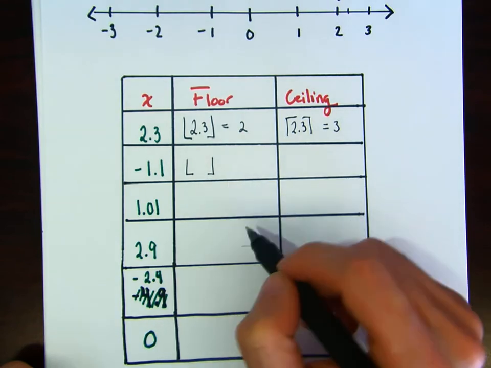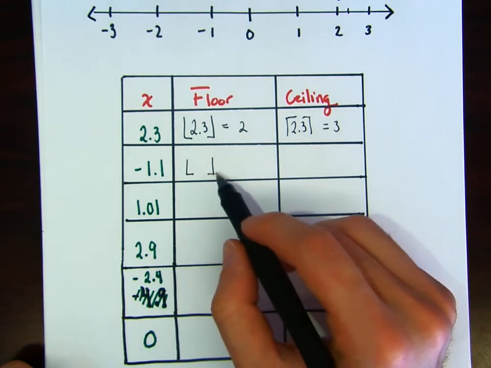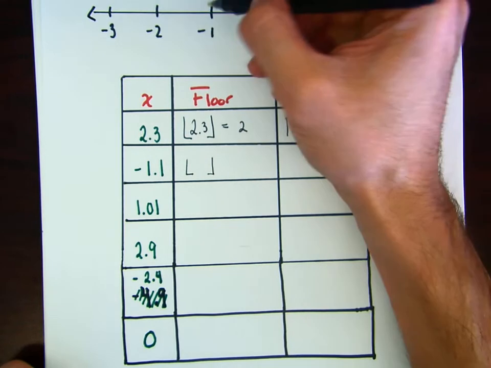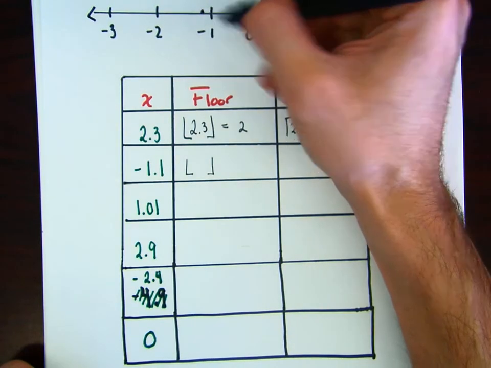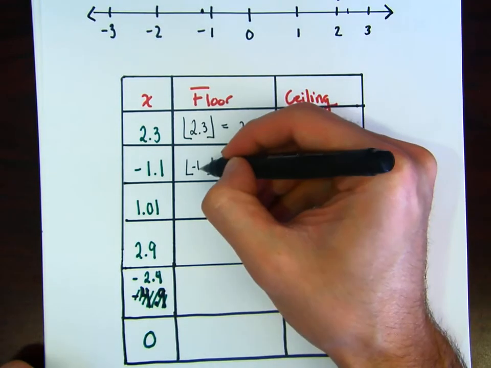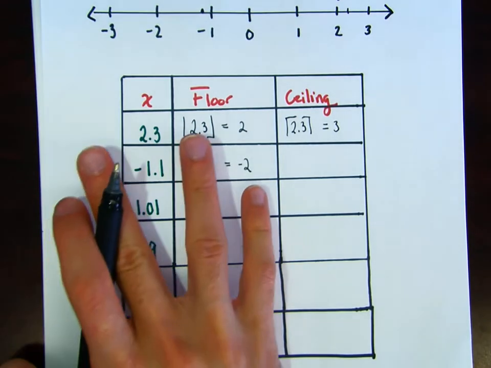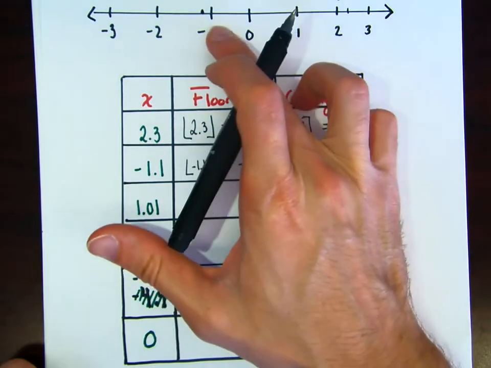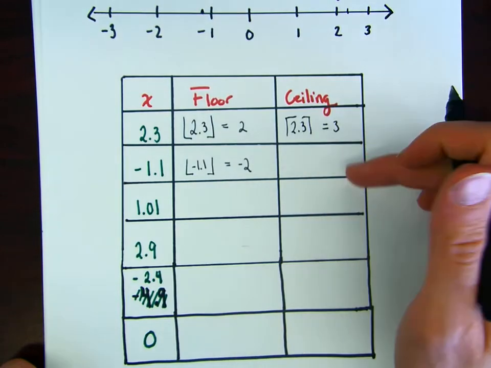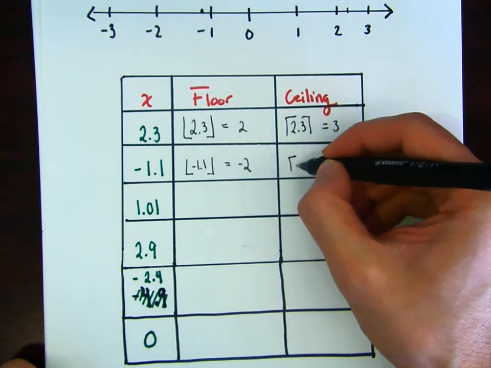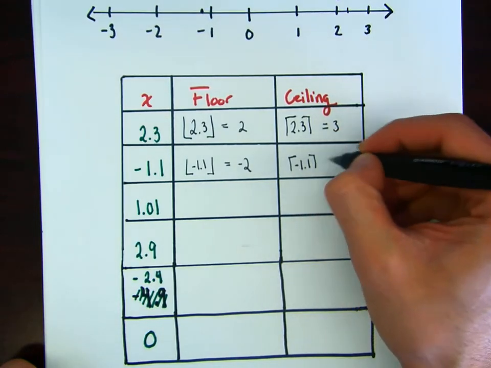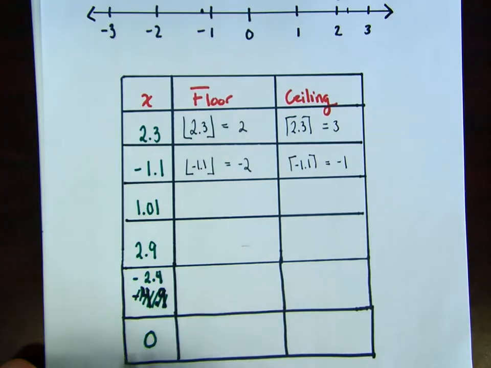Yeah, so if you were to take the floor of negative 1.1, where is negative 1.1? It's over here. This would be negative 2, right? Because negative 2 is the smallest integer. It's not negative 1. Negative 1 is higher. So the ceiling of negative 1.1 would be negative 1.